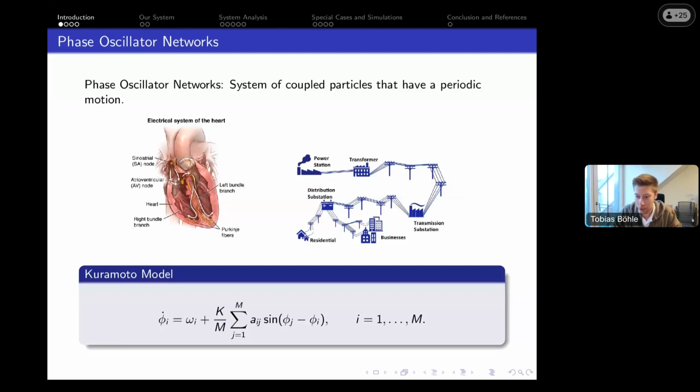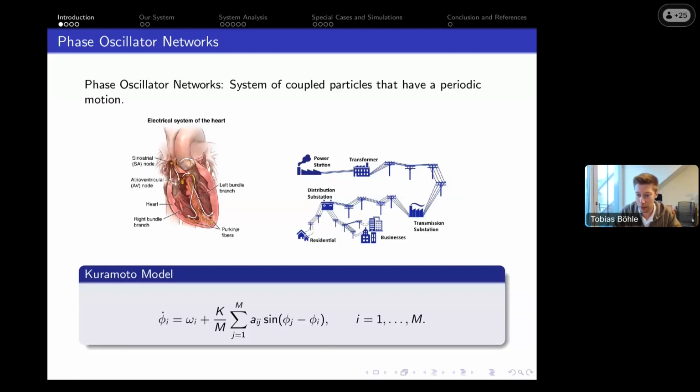The prototypical mathematical model that describes these phase oscillator networks is the Kuramoto model that's given in the box right here. The Kuramoto model describes capital M coupled oscillators that are described by the phases phi I. So phi I is the phase of oscillator I. And then in the Kuramoto model, the time derivative of the phase of oscillator I is equal to omega I, that is an intrinsic frequency of oscillator I. So this is just a real number.